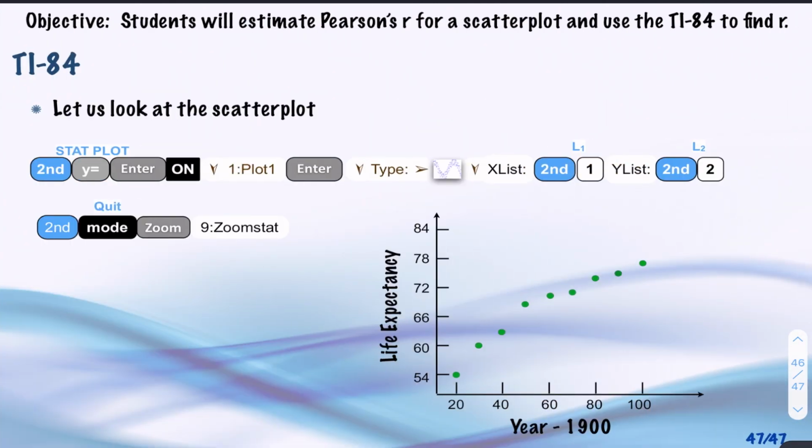So if we want to make a scatter plot, on your TI-84, you're going to hit second plot, and then turn on the scatter plot. Again, follow the instructions. We're going to select L1 and L2 for our X list and Y list, and then I want you to hit second mode to quit out, and hit zoom 9, and you will visualize.